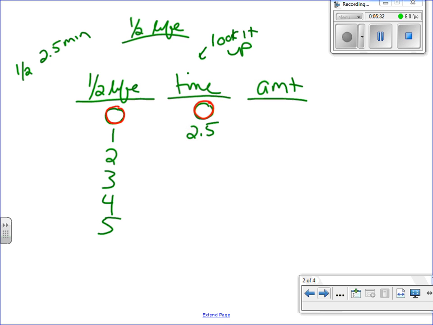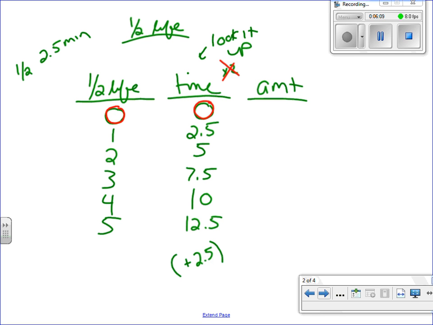So after one half-life, 2.5 minutes go by. After the second half-life, 5 minutes have gone by. Do not just double this column. This column is not multiplied by 2. Big red X, not multiplied by 2. This column you keep adding 2.5, so then you become 7.5, then it becomes 10, then it becomes 12.5, etc. You keep adding plus 2.5 every time, however long you need to go, and that depends on the question.